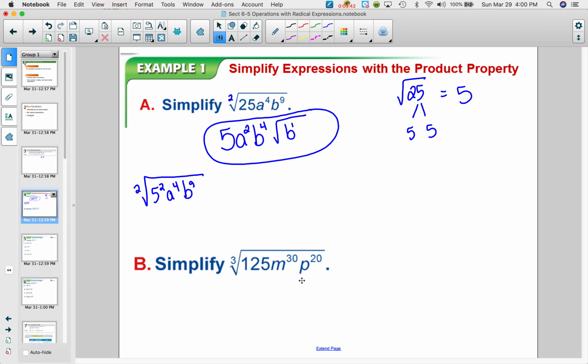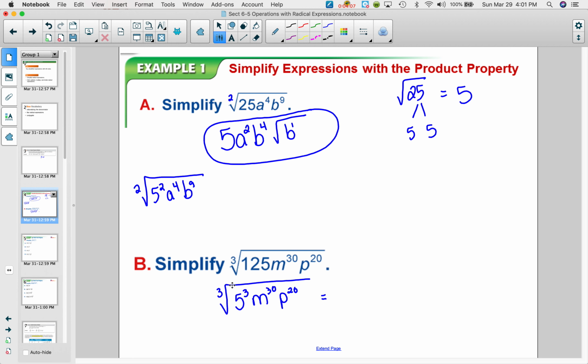Okay? The next problem is a cube root. So off to the side, I'm going to think about this cube root. Well, actually, I am going to rewrite it this way. You might have to mess around on your calculator a little bit to break down that 125, and you can see that you will get 5 cubed. You can check that on your calculator. So I'm going to rewrite it like this.